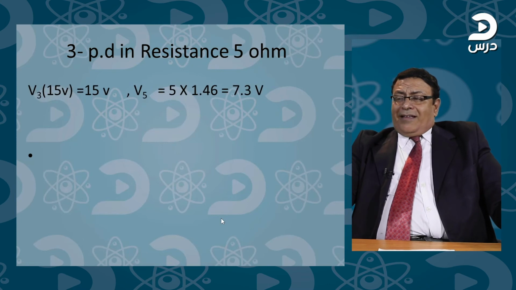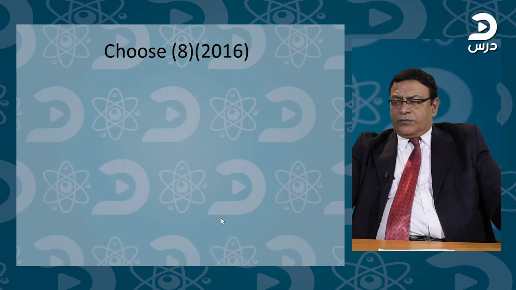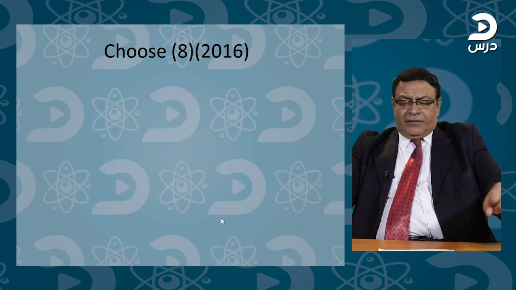The final result number 3: potential difference in resistance 5 ohm, V3 in 15 volt equal 15 volt. So V3 equal 5 multiply 1.46 equal 7.3 volt. And this is the final result.